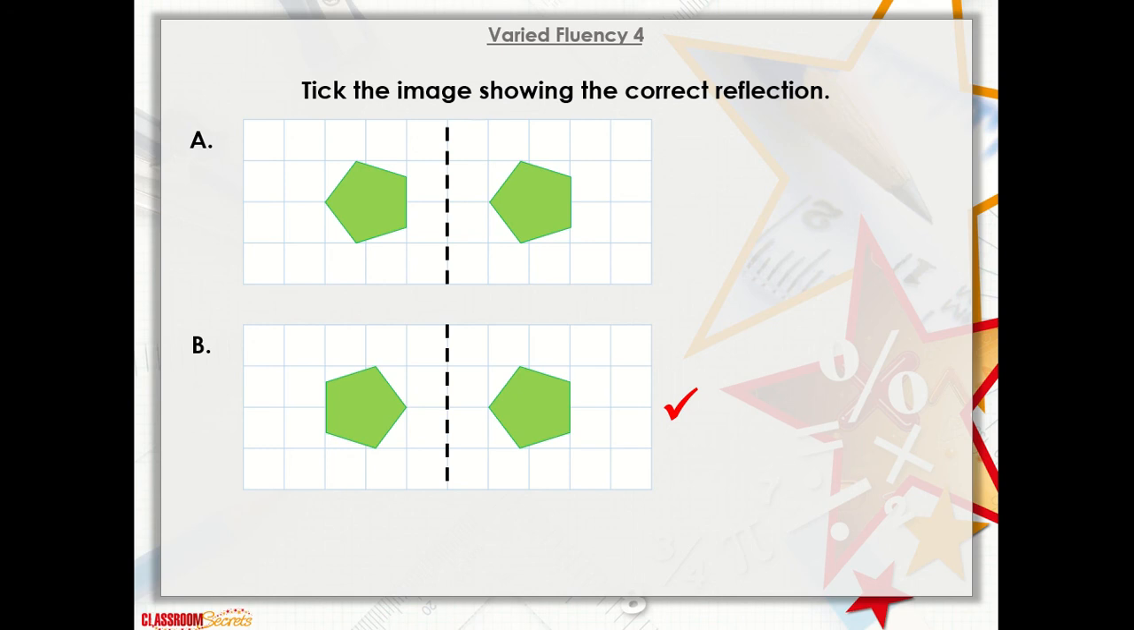Okay, those are the types of questions that you're going to come across in your maths work today.